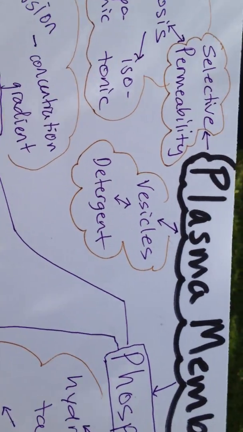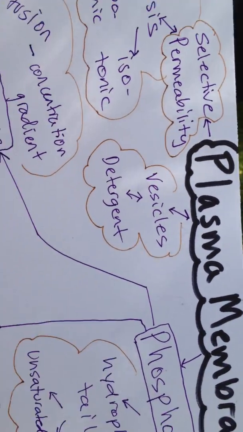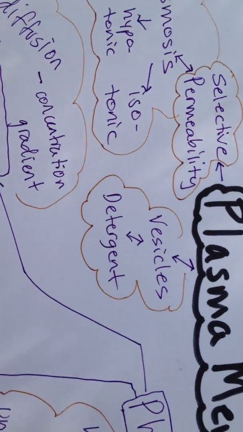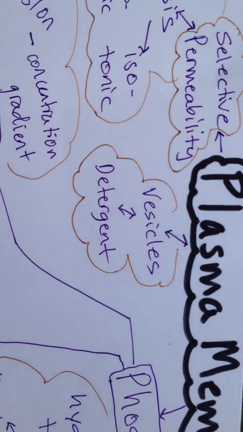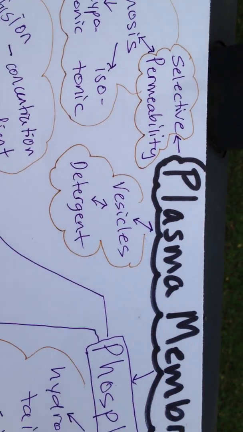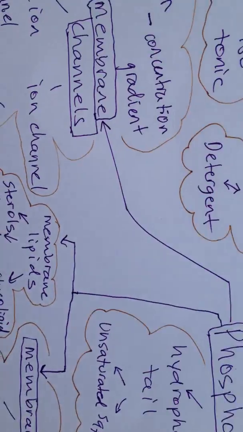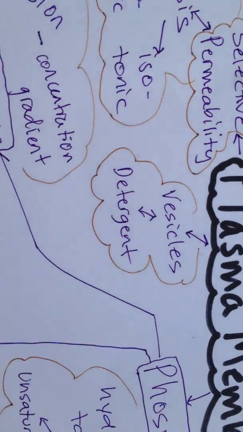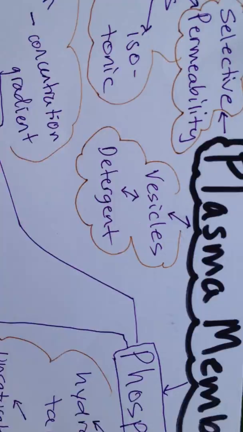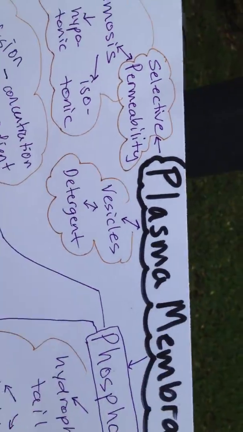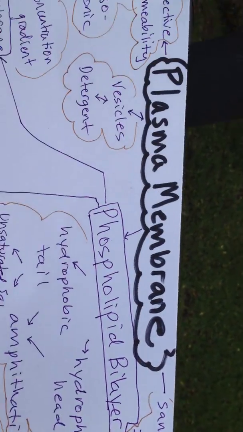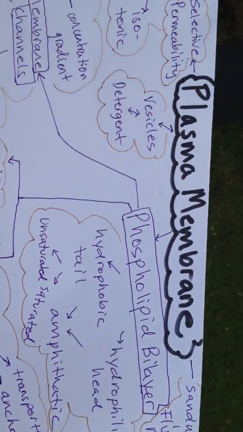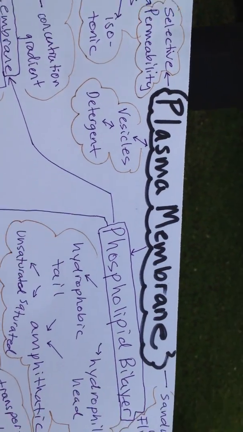Detergent is pretty much the only thing that can break the plasma membrane. It's a specific type of molecule that works to break up the plasma membrane and allow the contents of the cell to spill out. All right, now that we've talked about the permeability of the plasma membrane, how it's made and destroyed, and what it looks like, now we're going to go to the actual components of the membrane.